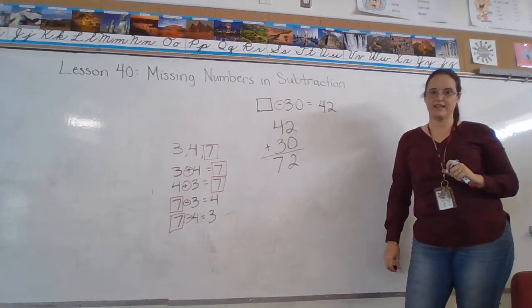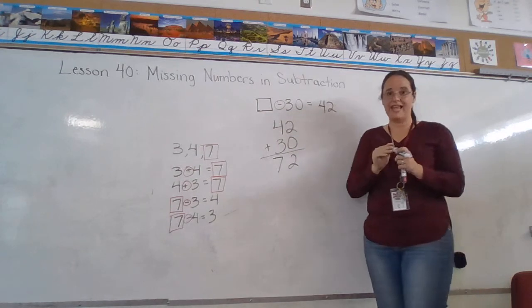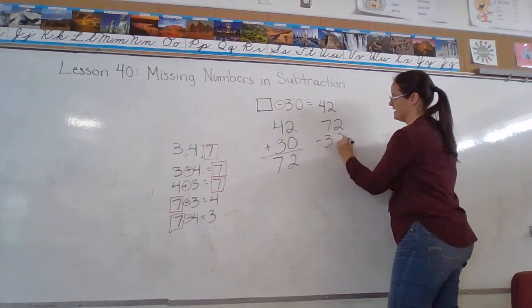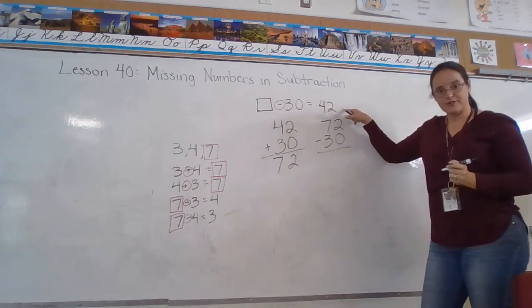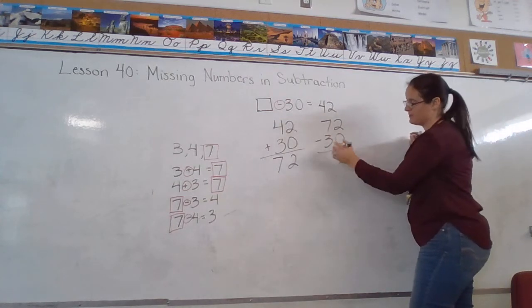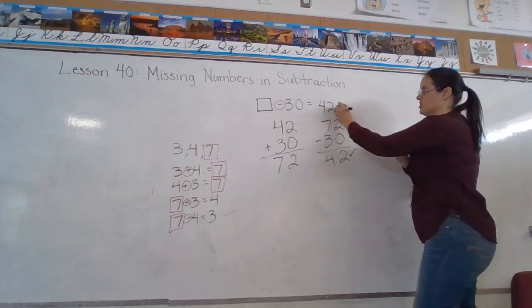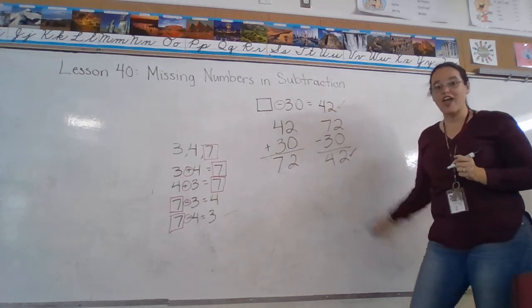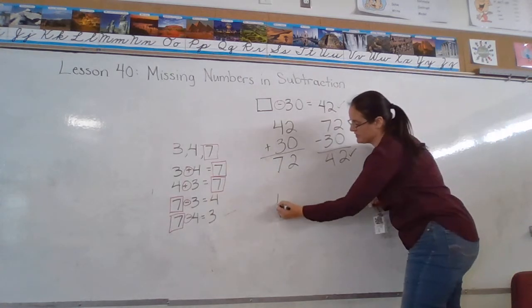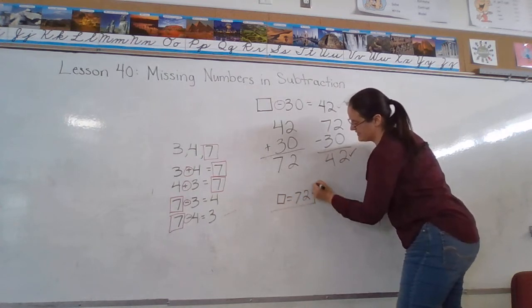Well, how do I check it? I take my answer and I put it back in this equation. Is 72 minus 30 going to give me an answer of 42? 2 minus 0 is 2. 7 minus 3 is 4. Check. I checked my answer. I can prove that I'm right. So in this case, I would probably draw a box and show that that is equal to 72.